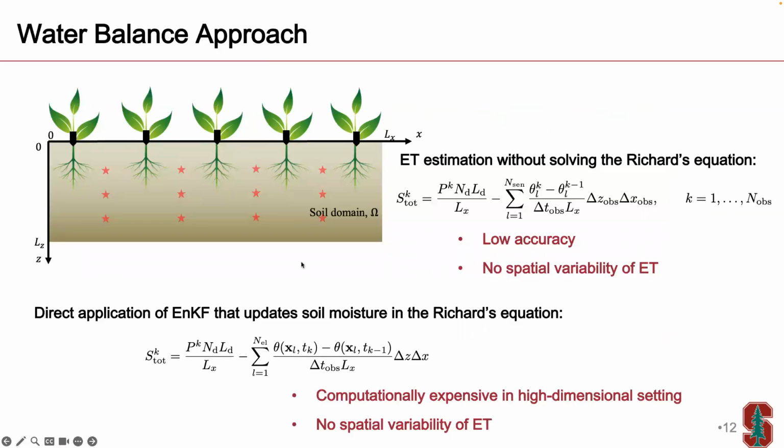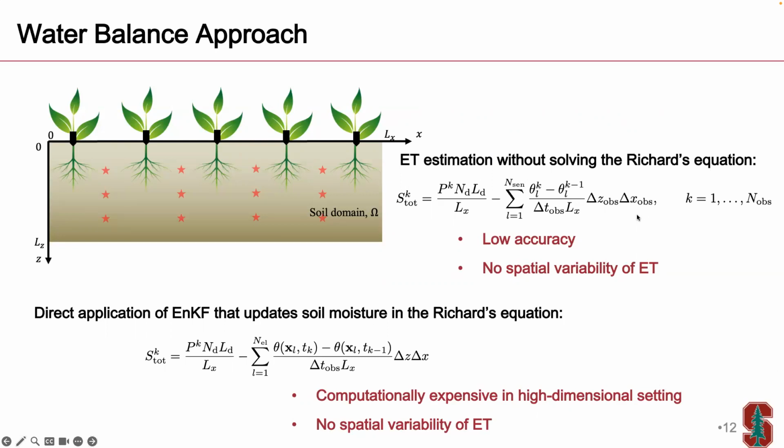And with this soil moisture sensor data, there are currently two methods that are widely used to estimate the evapotranspiration rate. The first method estimates the evapotranspiration without solving the Richards equation. The soil domain is discretized into the observational mesh consisting of n sensor elements, and the total ET rate is related to the prescribed flow rate of the dripper and to the observed soil moisture by the water balance approach.